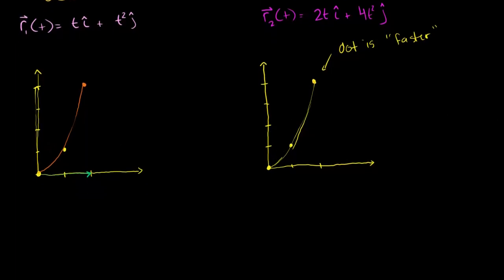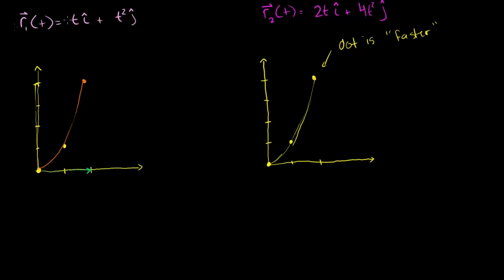Now let's look at the derivatives of both of these. So r1 prime of t, let me do it in a different color actually. I already used the orange, so let me do it in blue. r1 prime of t, remember, is just the derivative of each of these times the unit vectors. So the derivative of t with respect to t is just 1, so it's 1 i plus the derivative of t squared with respect to t, which is 2t, so plus 2t j.